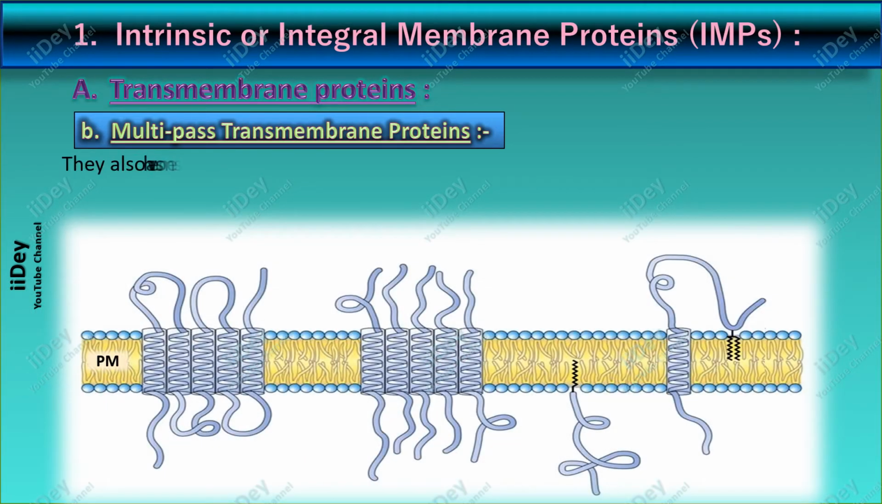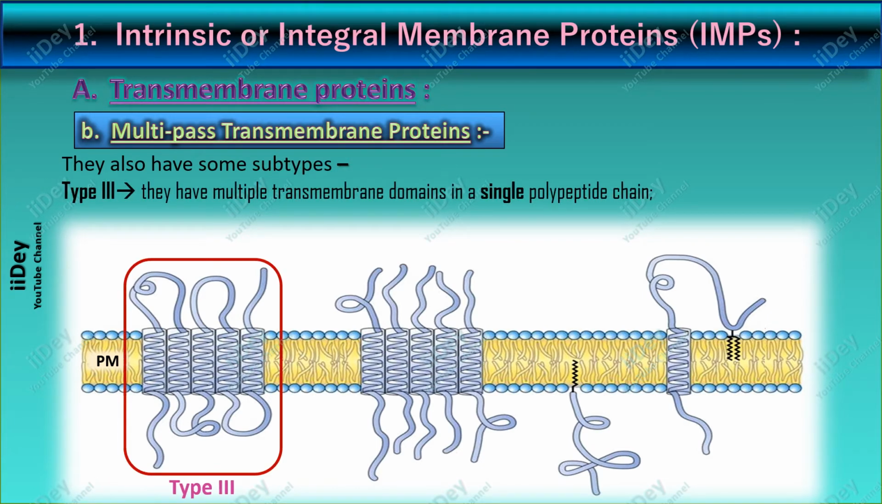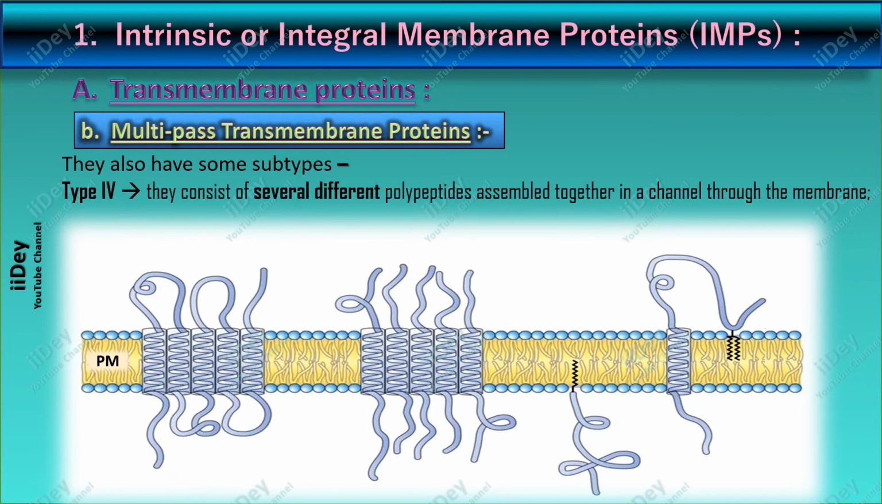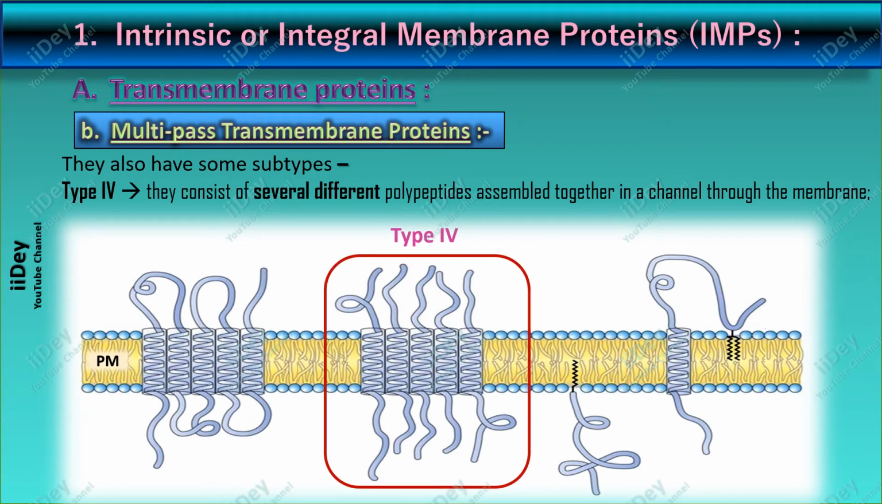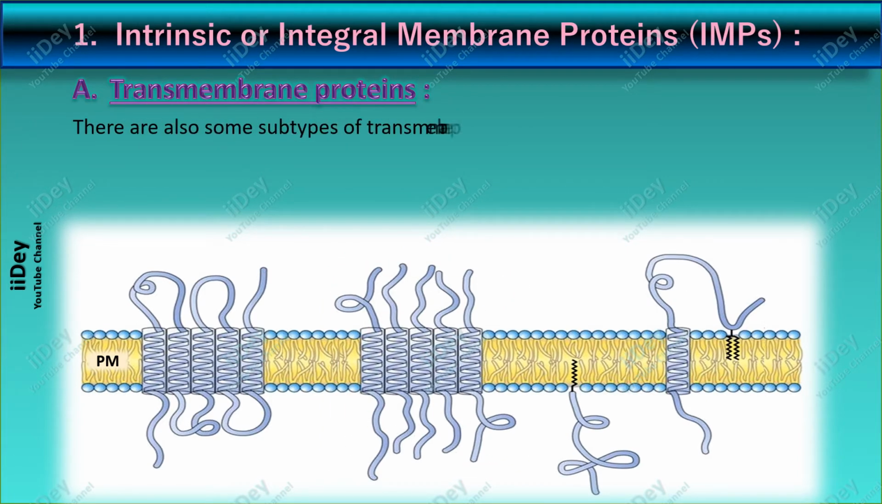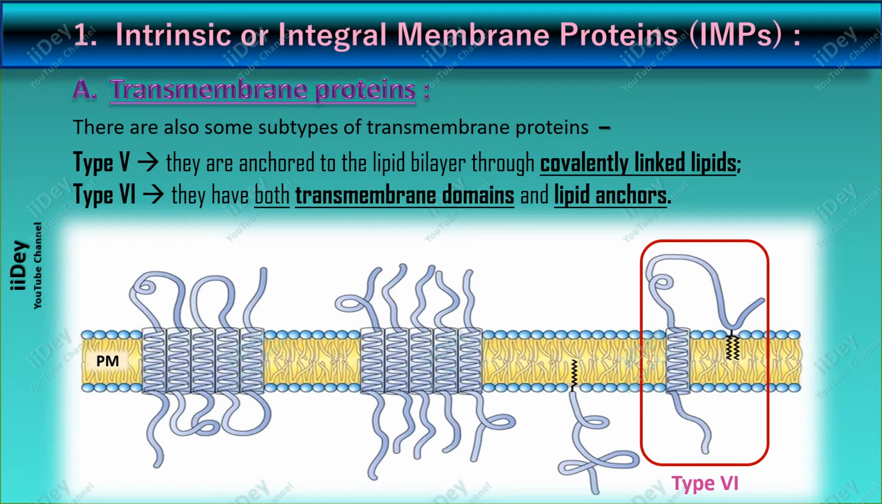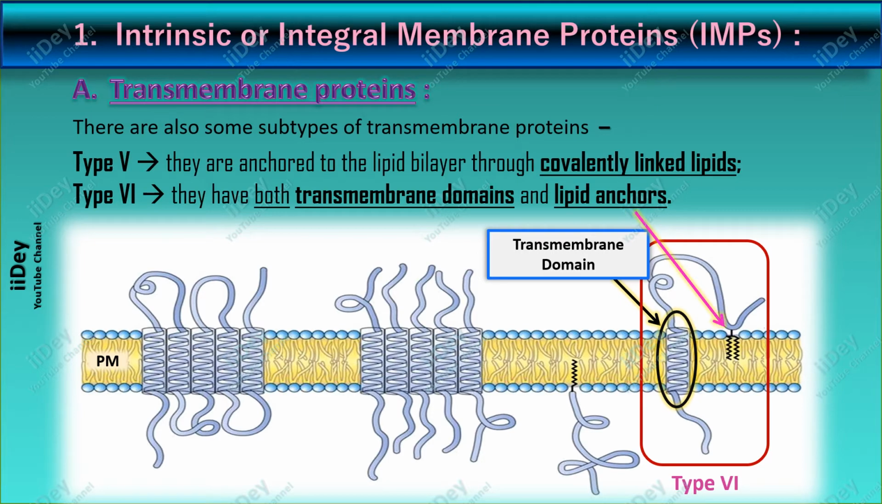Multi-pass transmembrane proteins also have some subtypes. Type 3: they have multiple transmembrane domains in a single polypeptide chain. Whereas type 4 proteins consist of several different polypeptides assembled together in a channel through the membrane. There are also some subtypes of transmembrane proteins. Type 5: they are anchored to the lipid bilayer through covalently linked lipids. And type 6: they have both transmembrane domains and lipid anchors.